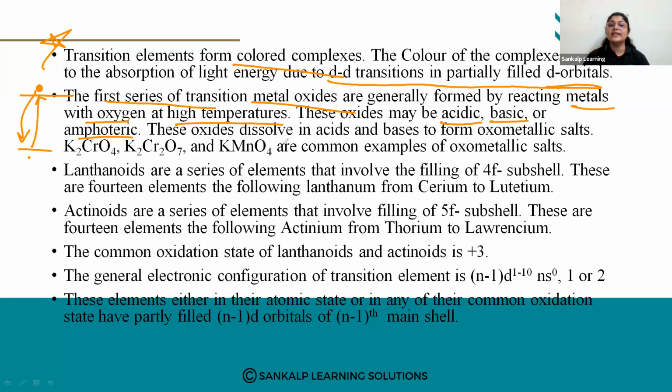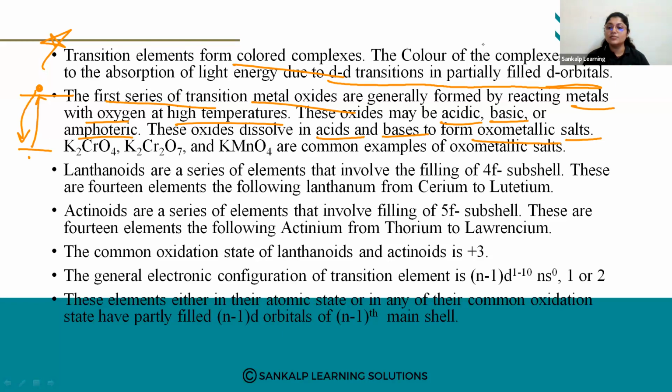These oxides dissolve in acids and bases to form oxometallic salts. Okay, so the corresponding oxides which are produced can be dissolved in acids and bases and they form oxometallic salts. Some very important examples are these compounds we are going to study.